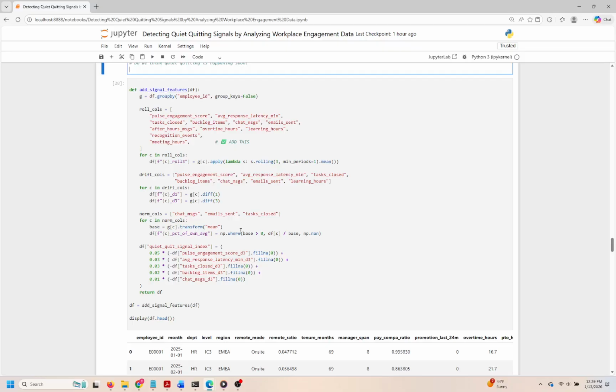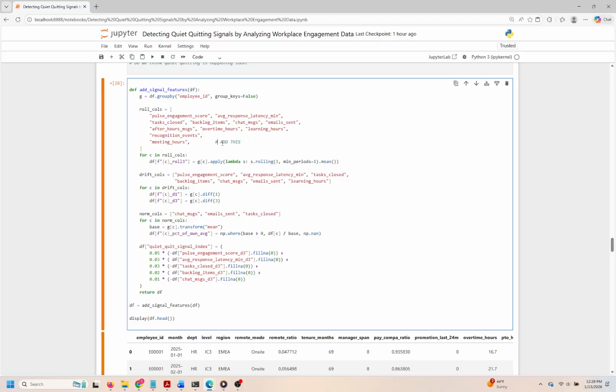Cell 10. This cell focuses on enhancing our data frame by adding various features that provide deeper insights into employee behavior over time. By applying calculations such as rolling averages, differences, and percentage comparisons, we can develop a more nuanced understanding of engagement and performance, which is essential for driving organizational improvement. First, the cell establishes a grouped view based on employee IDs, allowing for personalized analysis.